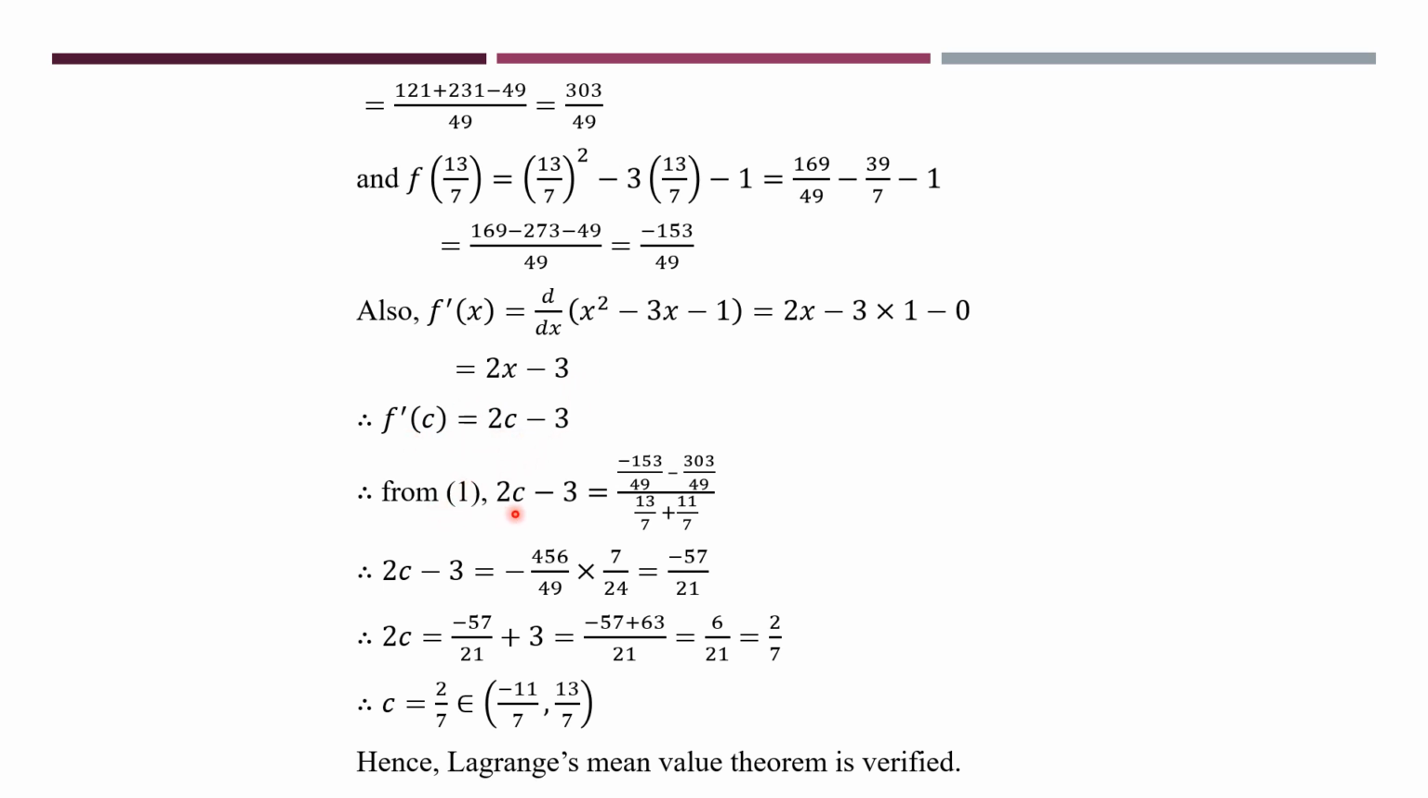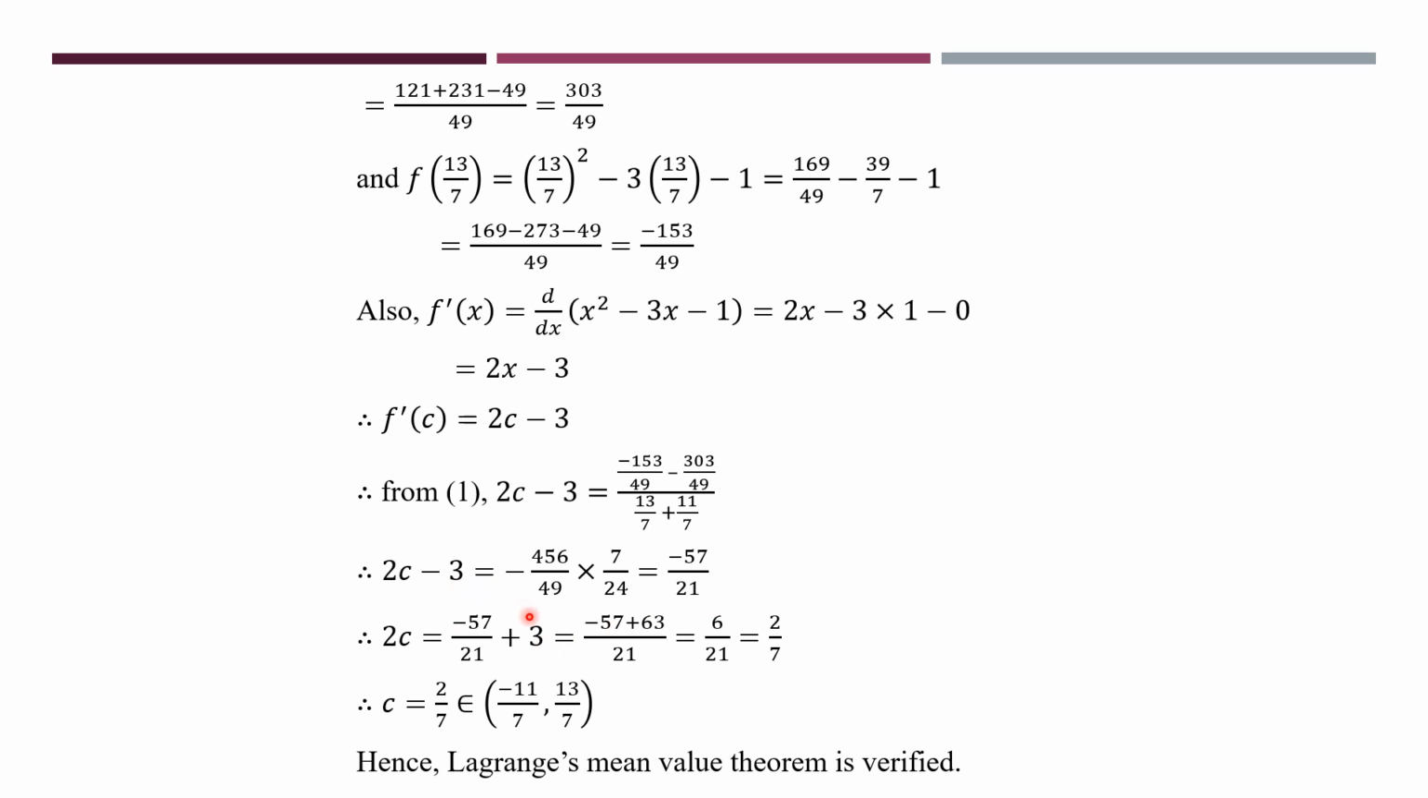From equation 1, the formula is f dash of c equals f of b minus f of a divided by b minus a. Putting these values, f dash of c is 2c minus 3. F of b is minus 153 divided by 49 minus f of a, which is 303 divided by 49, divided by b minus a, that is 13 by 7, here minus minus plus, plus 11 divided by 7. Hence 2c minus 3 is equal to minus 456 divided by 49 into 7 divided by 24. On simplifying, we get minus 57 divided by 21.